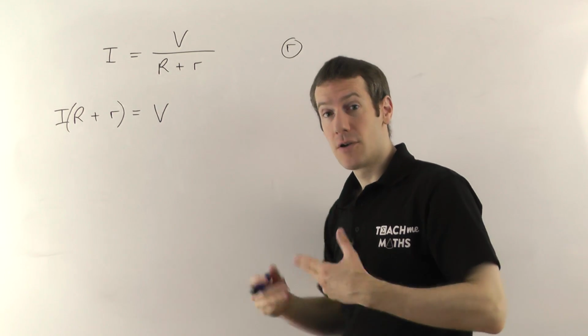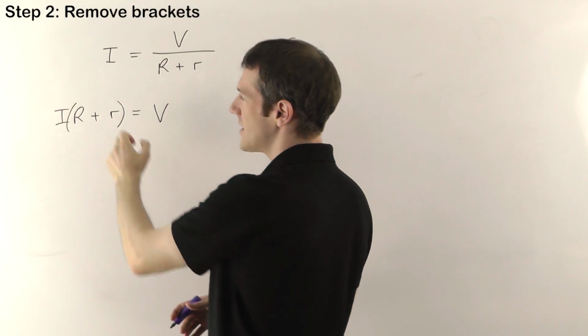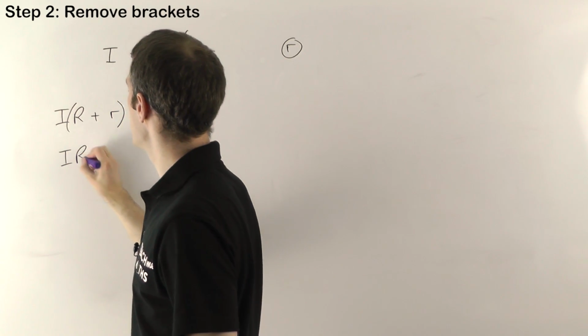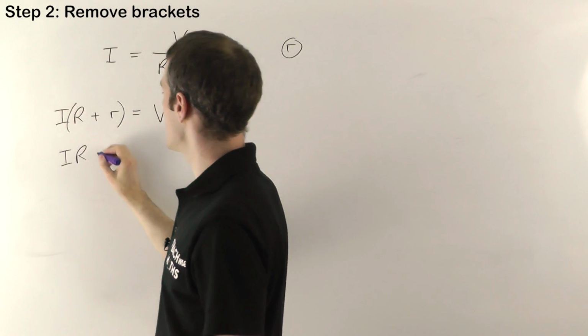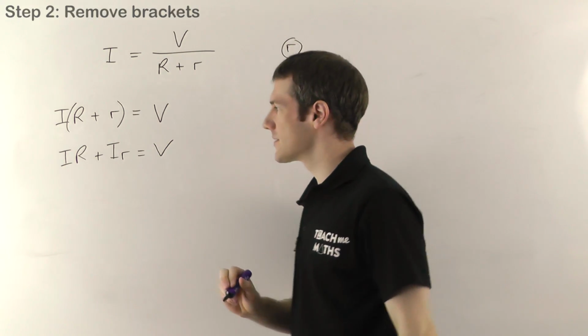Alright, step 2, remove brackets. So the thing on the outside of the bracket has to multiply the things on the inside of the bracket one at a time. So I times the big R, and then I times the little r. No brackets to multiply out on the right.